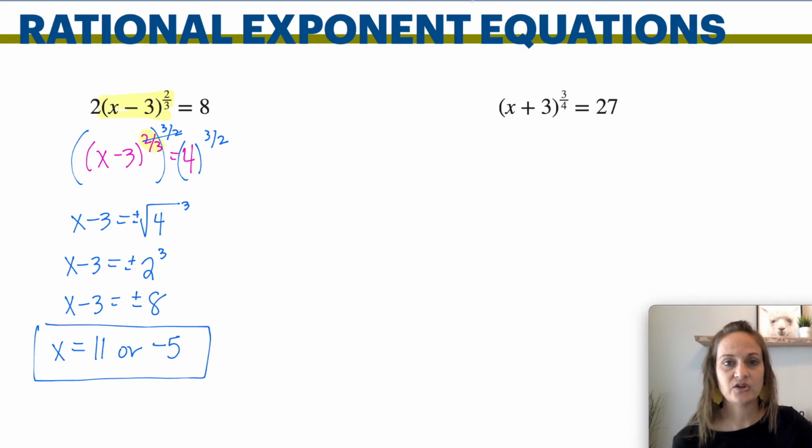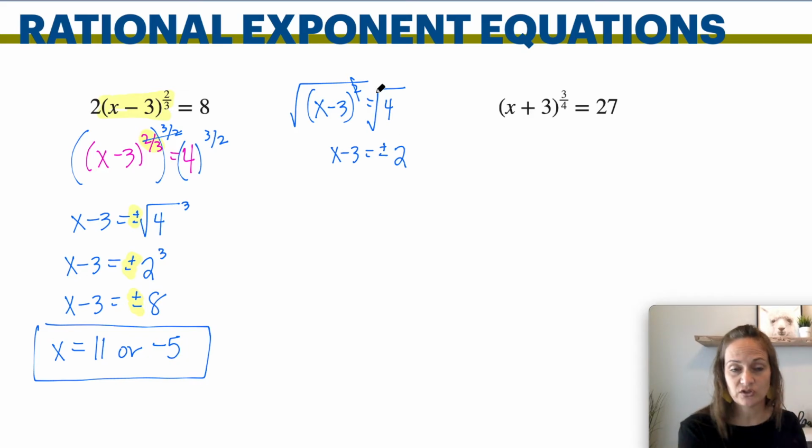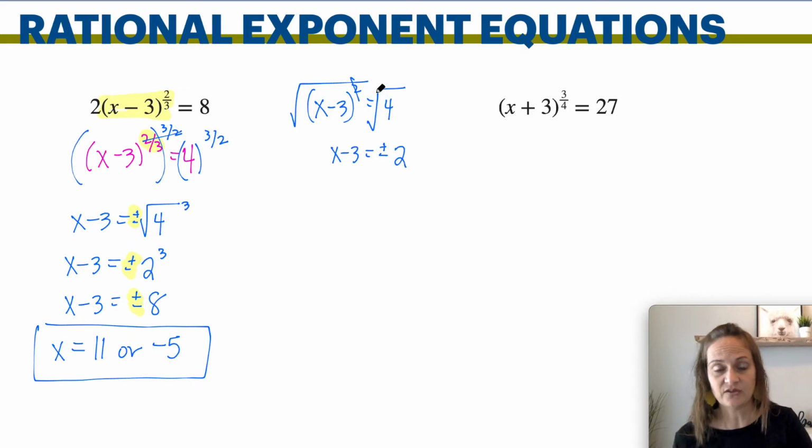Now, I know you're probably wondering, why in the world did I put a plus or minus? In the past, forget about the 3 right now. Let's just look at the 2. Let's say we had x minus 3 squared equals 4. How do you get rid of a square? We took the square root of both sides. And when you physically take the square root of both sides of something, it's always going to be a plus or minus because you took the square root of one side and the other side.